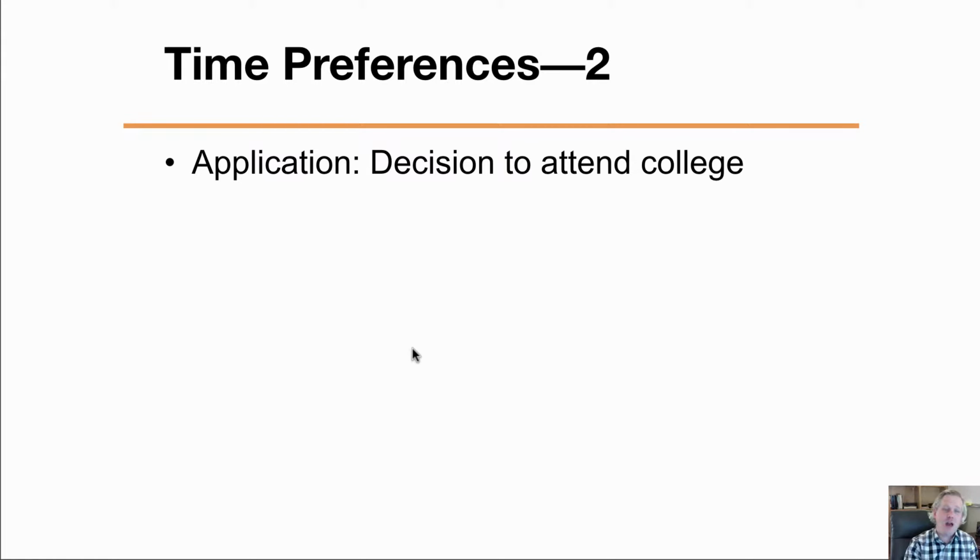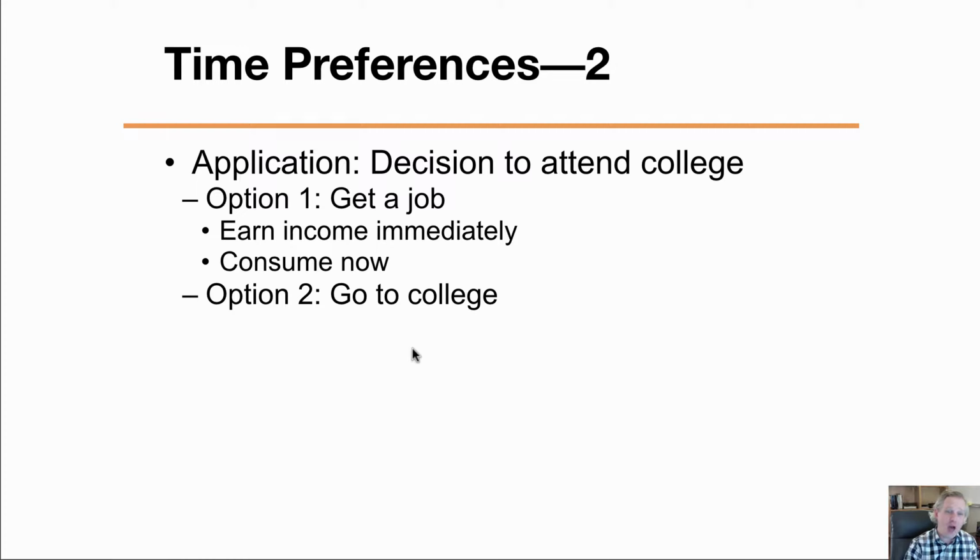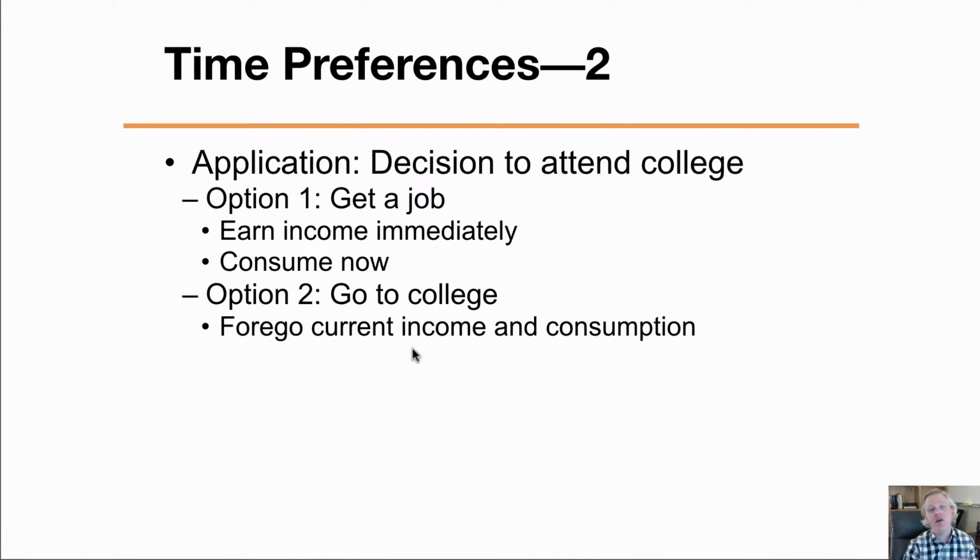Or the other option is you go to college. And for the most part, you're going to forego a good bit of income and you're going to forego some consumption while you're in college. I worked full-time through undergrad, but I still foreswent a lot of income because the job I had wasn't a high-paying career kind of job. It wasn't a skilled trade. It was working retail.